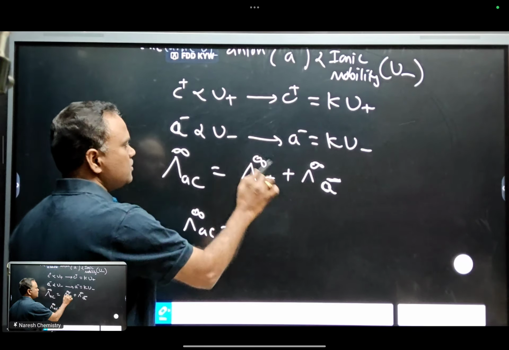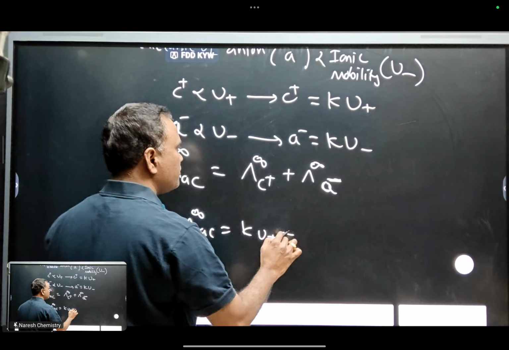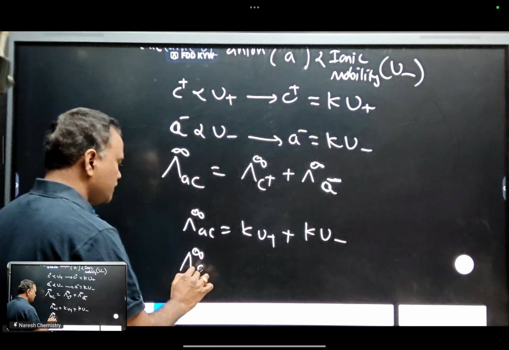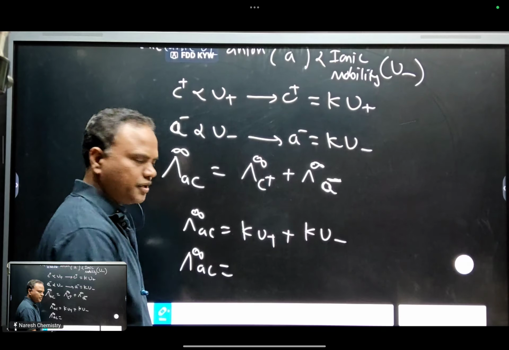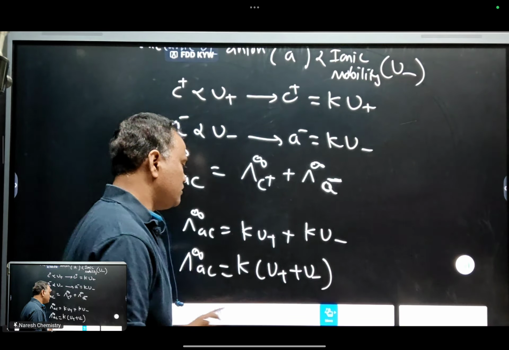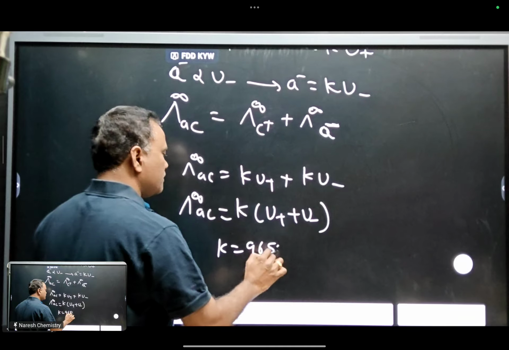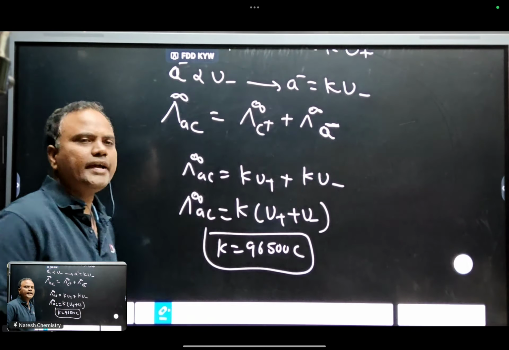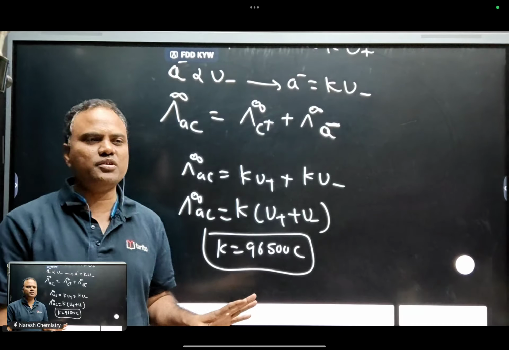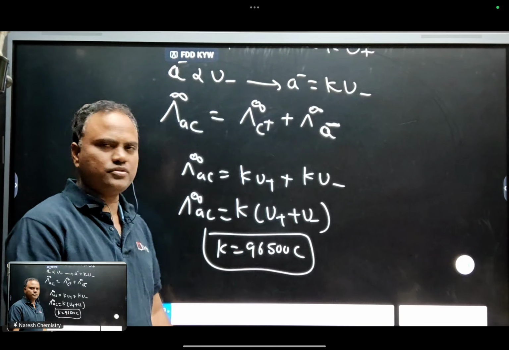Write that value. Lambda infinity AC is equal to, in place of lambda infinity C plus, you can write K into U plus, and K into U minus. Then what is common? K is common. K into U plus and U minus. We have one value that will come later, the K value. Just remember 96,500 coulombs. Why did I explain this? We will get some questions where we get ionic mobilities, then we have to find conductance of the electrolytes. Okay, this is the procedure.